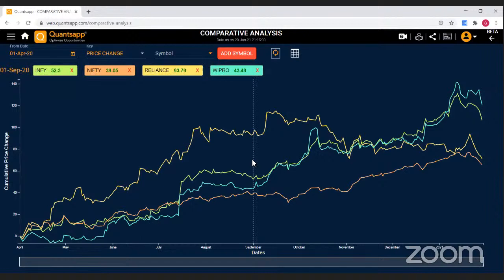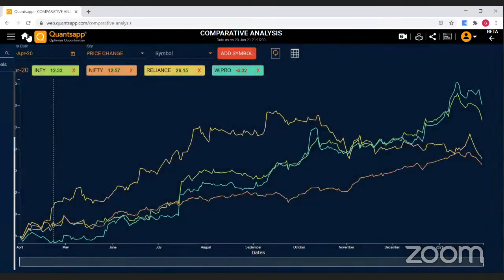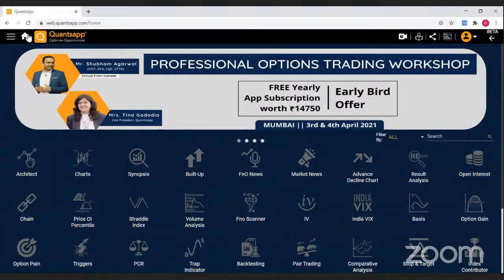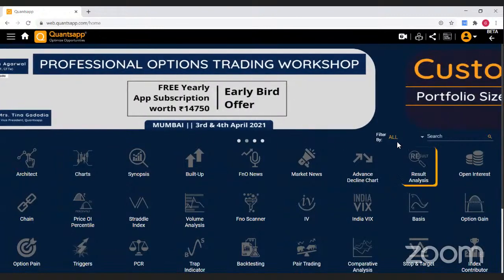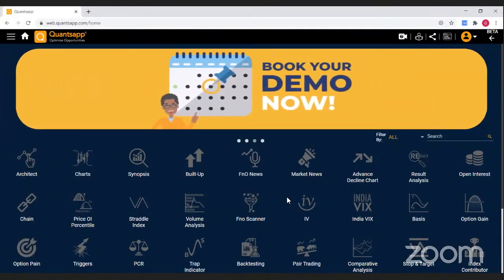So this was about the comparative analysis we have gone through. Now we'll move to what is going on in the present, that is results, and lots of companies are announcing their results. That's why we have taken the result analysis. If I want to compare what happened after the company announces the result, a big movement came.